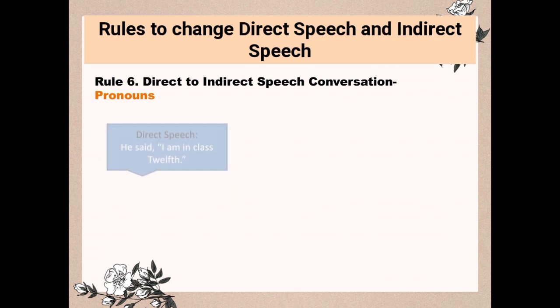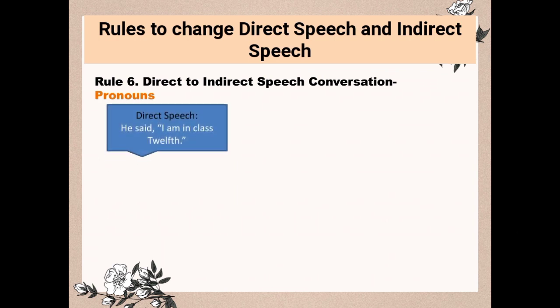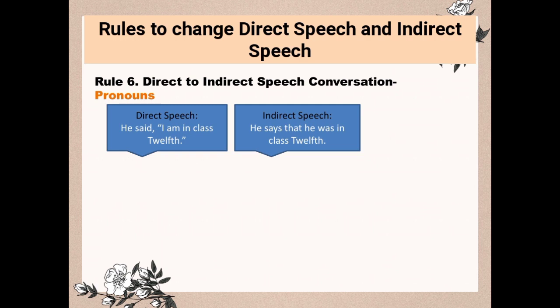Rule number 6, pronouns. The first person in direct speech changes as per the subject of the reporting speech. Example, he said, "I am in class 12th." So the indirect speech will be: he says that he was in class 12th.